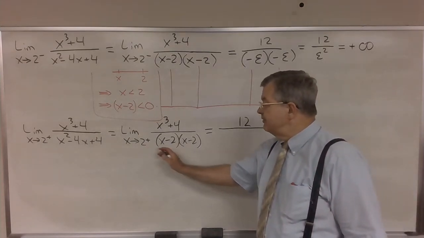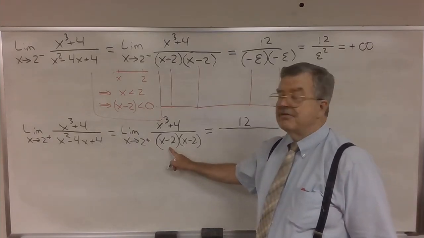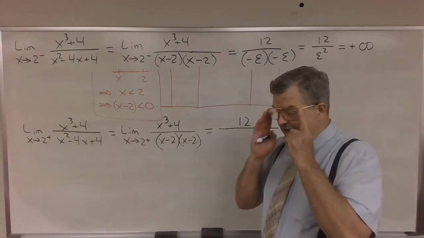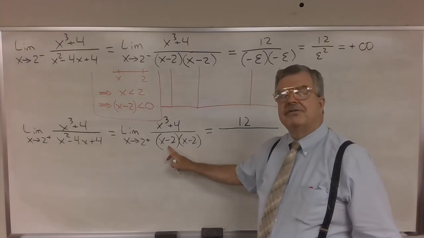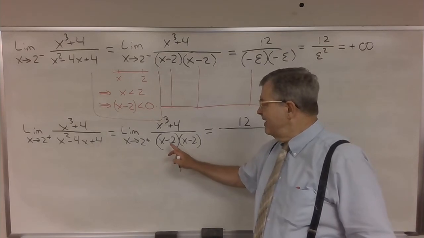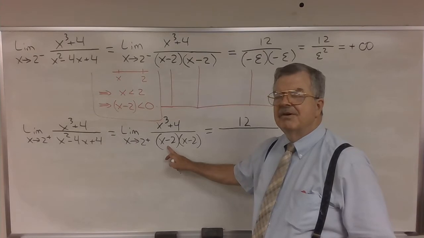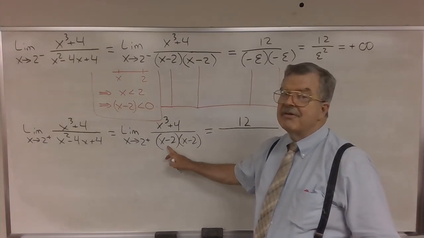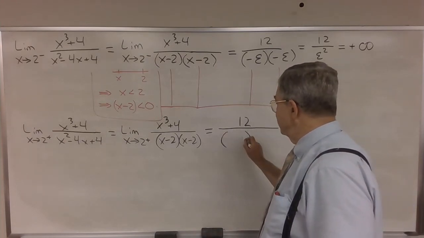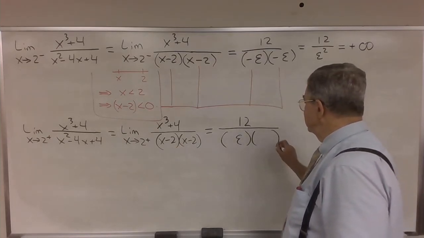Now, as x approaches 2, x minus 2 goes to 0, but it never gets there because x never actually becomes equal to 2. This is going to approach 0, and it's going to get closer and closer to 0 without ever actually becoming equal to 0. So we put an epsilon here for each one of these guys.